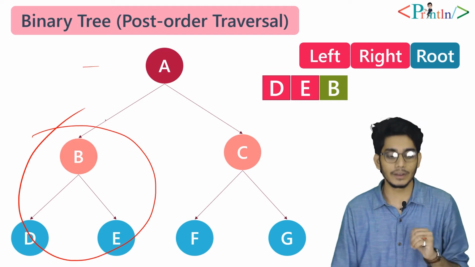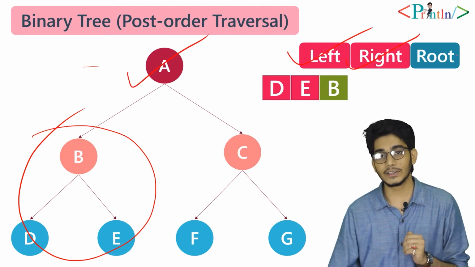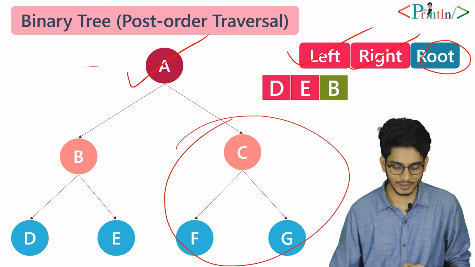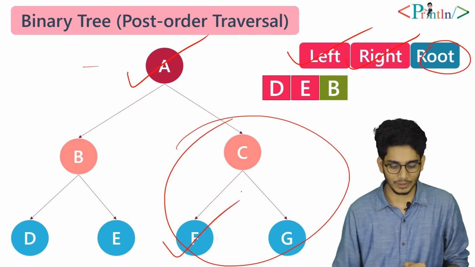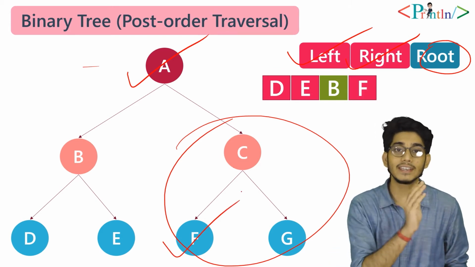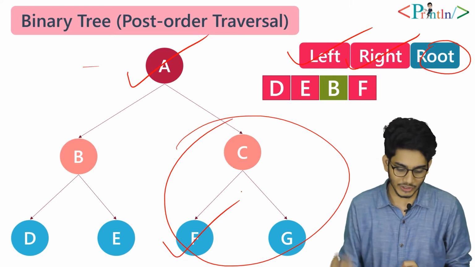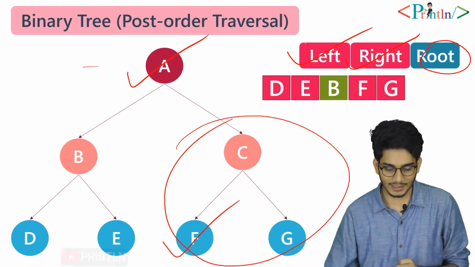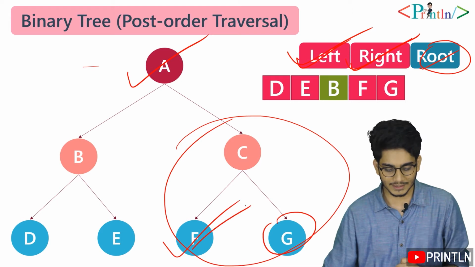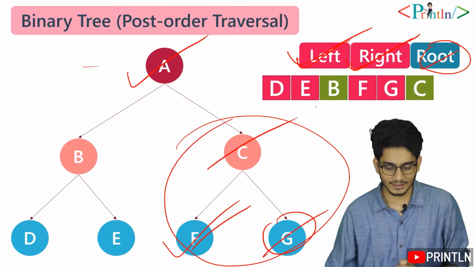Now we won't go for the root, because at first we'll go for the left, then right, and at last root. Now we'll go for this subtree C. Then we'll go for F. Then what will we print, G or C? Just pause this video and write in the comment section. Now we'll just print G, because left, right, then root. So left is done, right is done, then root, that is C.